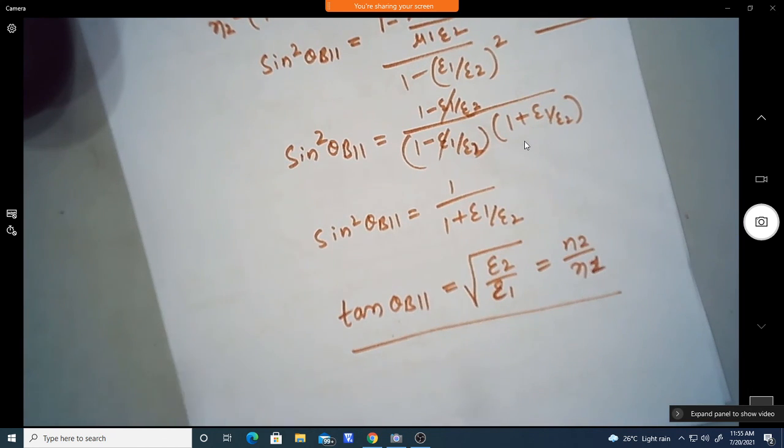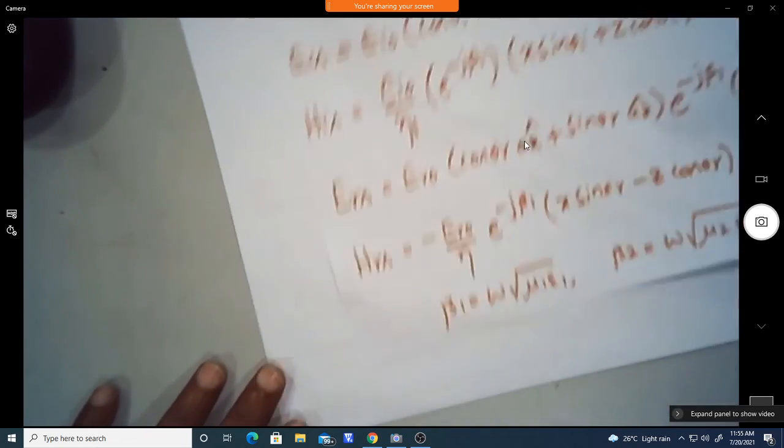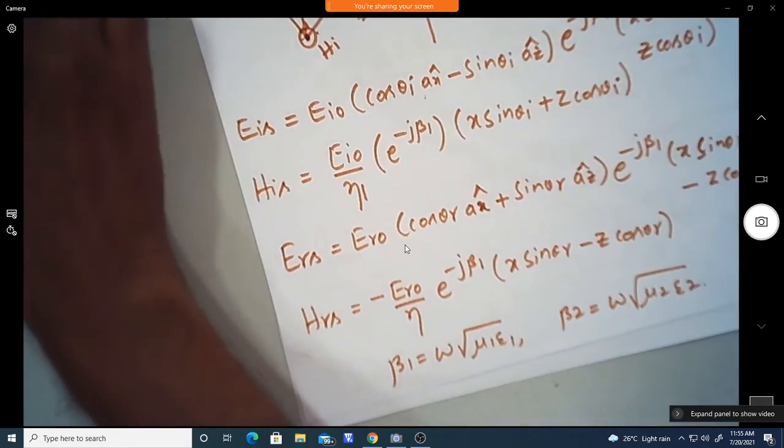Okay, so this is the parallel polarization. We'll stop here and continue.